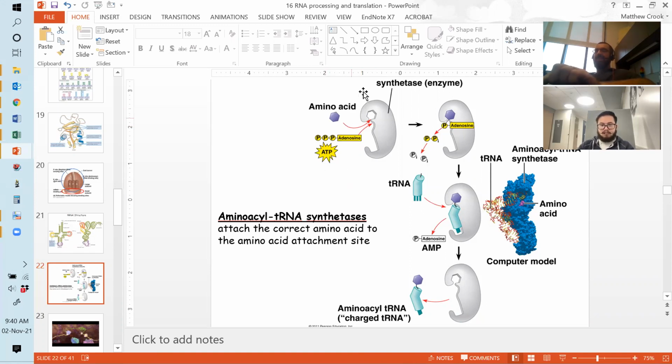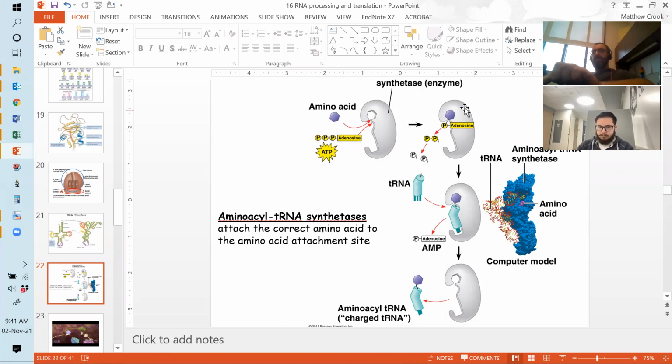The first of those is charging the tRNA, right? So that requires an ATP. So the ATP essentially charges the synthetase with energy, changes its conformation, and the amino acid binds to this pocket, right? And that pocket is very much specifically shaped to recognize that amino acid, right? Based on its charge, size, various other properties.